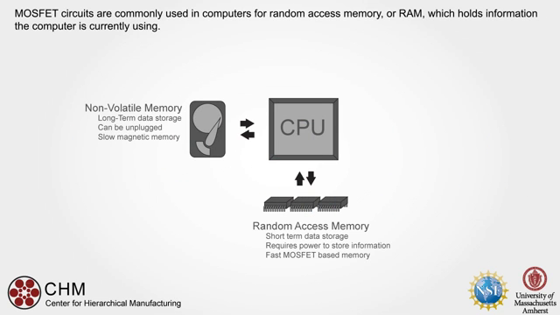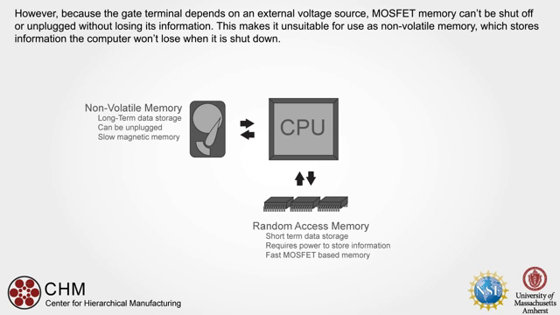MOSFET circuits are commonly used in computers for random access memory, or RAM, which holds information the computer is currently using. However, because the gate terminal depends on an external voltage source, MOSFET memory can't be shut off or unplugged without losing its information. This makes it unsuitable for use as non-volatile memory, which stores information the computer won't lose when it is shut down.